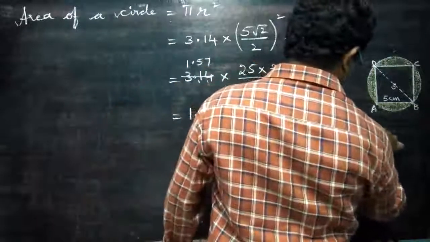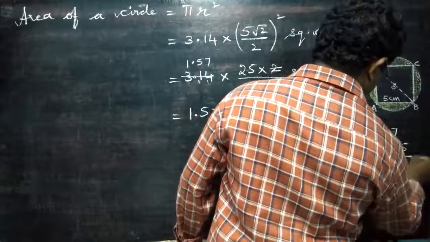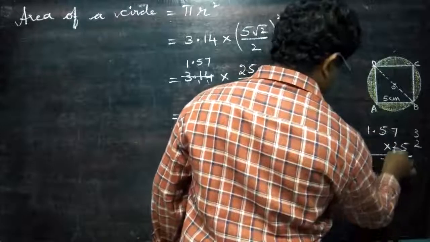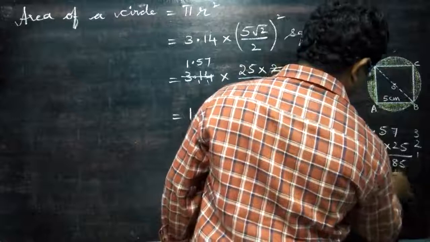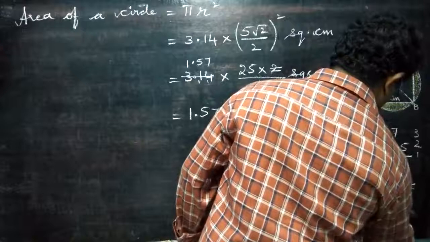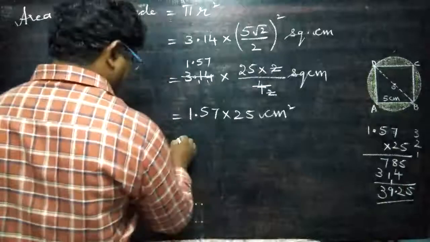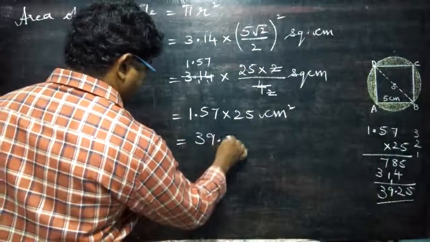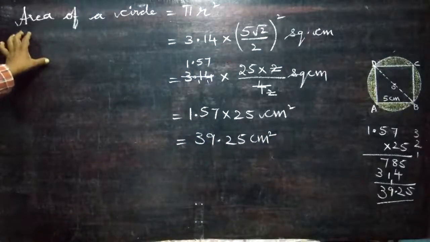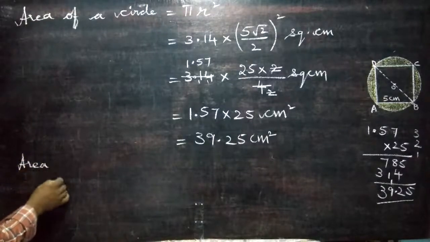Multiply 1.57 into 25. 35, 3, 25, 28, 2, 5, 7, 14, 1, 10, 11, 1, 3, 5, 12, 9, 3. After 2 digits, so what we got is 39.25 square centimeters. Are you able to follow? What we got is the area of the circle. They are asking to find the area of the shaded region.